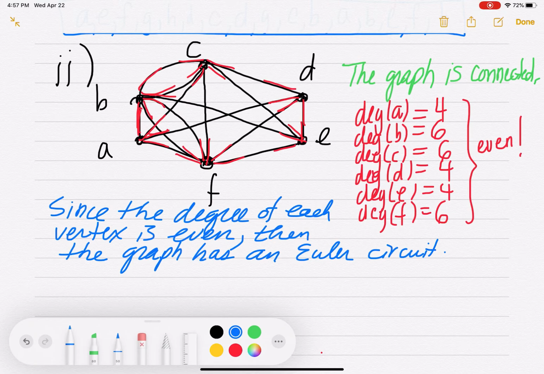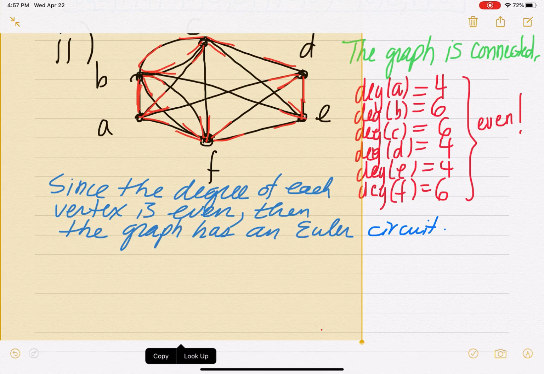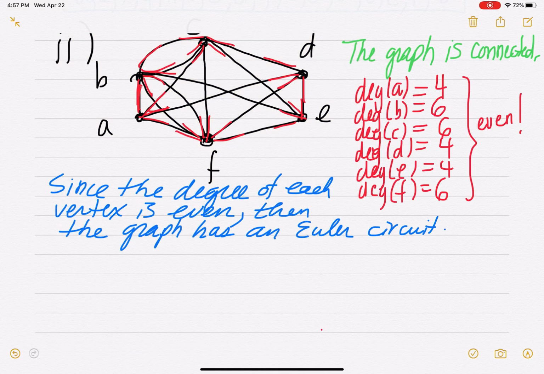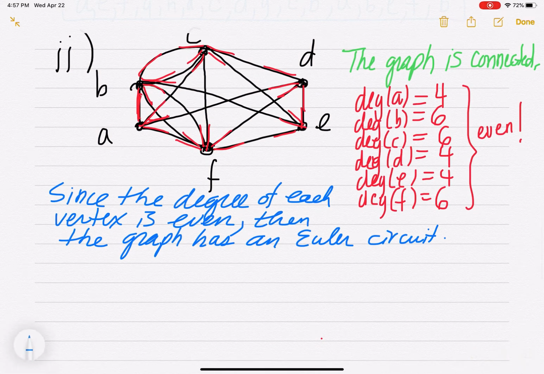Where do you want to start? You can start anywhere. When you have all even degrees, you can start anywhere. So I'm going to start here at the bottom, at F. I'm going to stay around the outside because I'm an old dude. I like to drive on the outside, where there's not too much traffic.